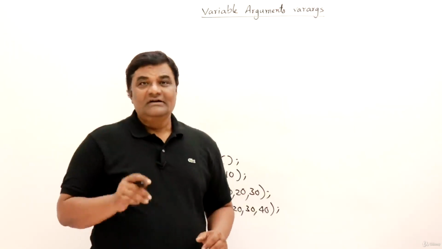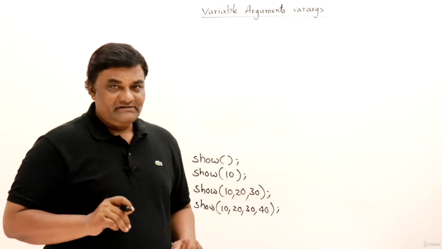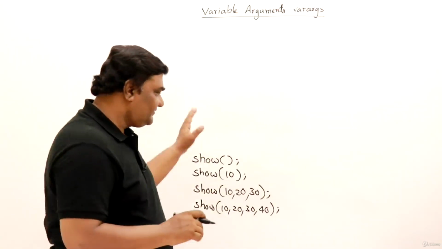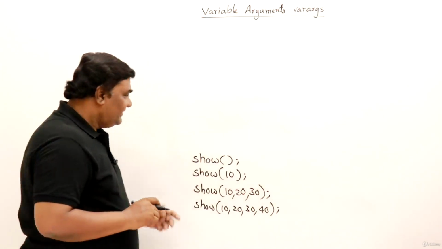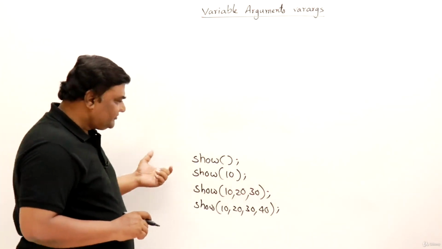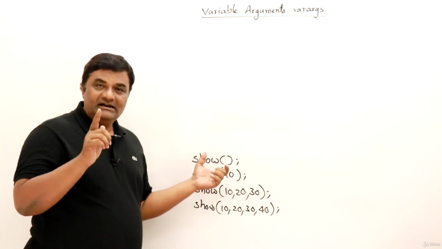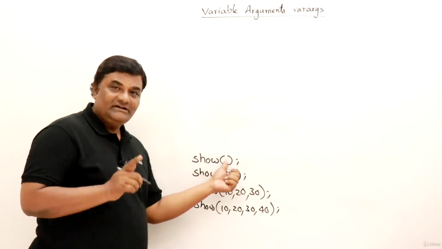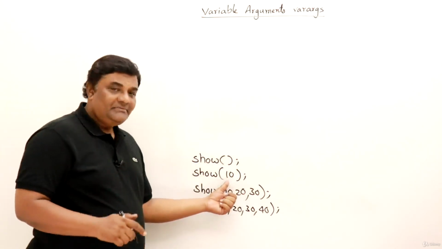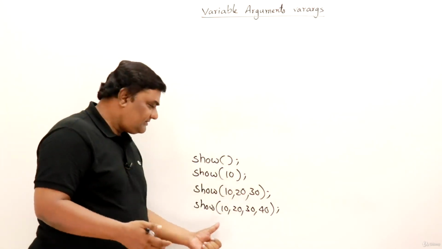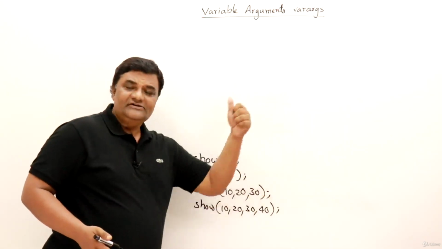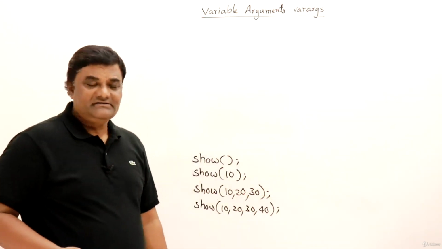Now let us learn about variable arguments. So for explanation, I already have some example. Let us look at this. I want to have one method called show, and that method without any parameters, one parameter, two parameters, three parameters, as many as I want, I should be able to pass the parameters, right?